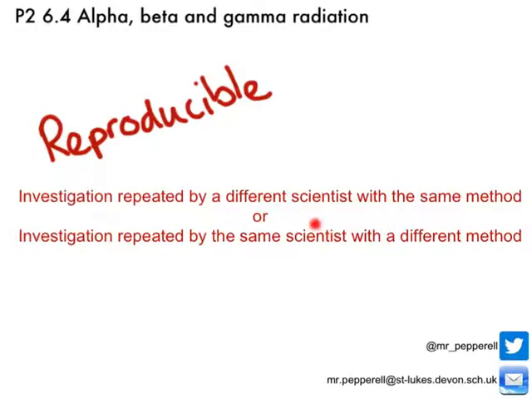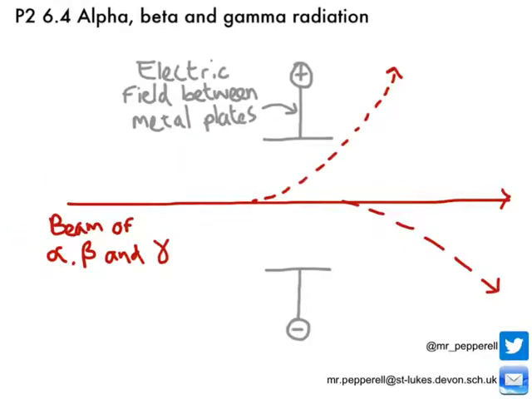Okay, I'm the same scientist, but I'm going to use a different method this time, and this time I'm going to pass my beams through an electric field. So I'm going to fire my beam of radiation between these 2 charged metal plates. I've got a positive plate here and a negative plate there, negative and positive electric charges, which creates an electric field between them. And I'm going to fire my beam through that field.